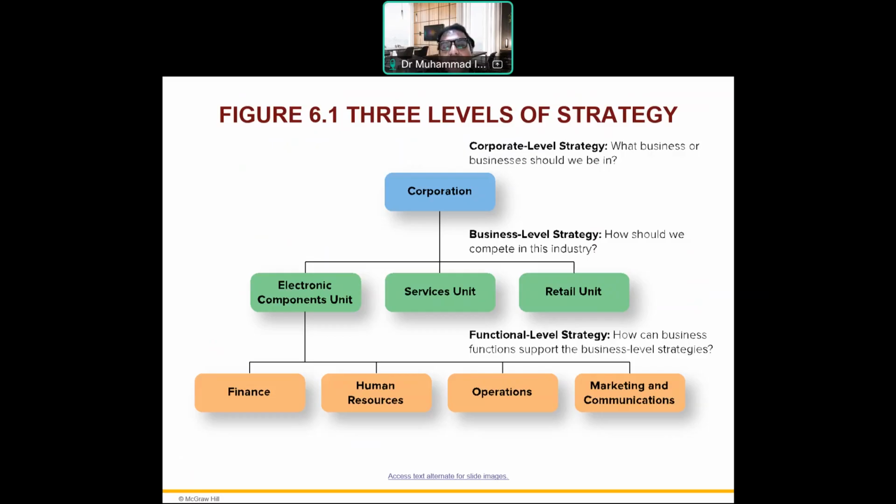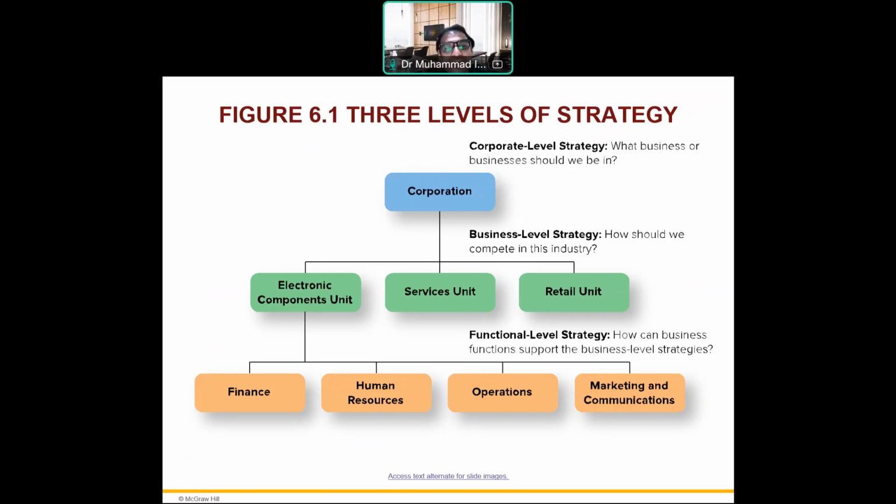We want to expand our business. We want to start a new business, all the things at a corporate level, which can change the overall company. That is called corporate level strategy. The second level is the business level strategy. How should we compete in this industry? We already have a product, but now we have to make our product successful.